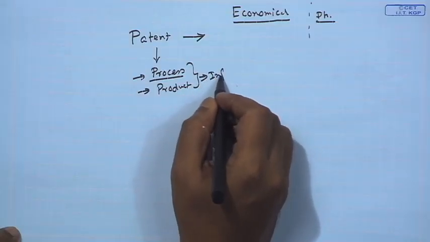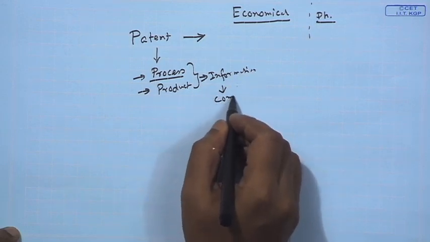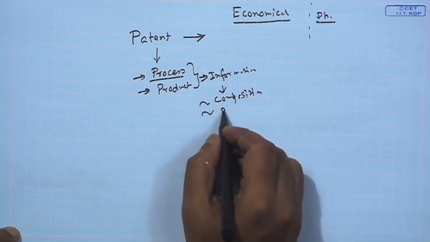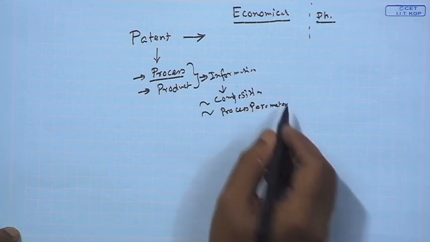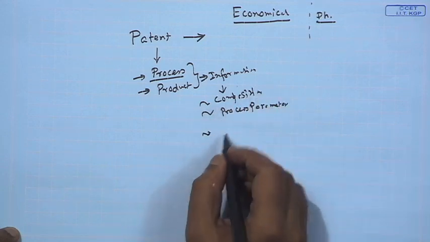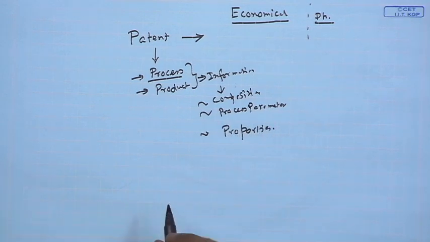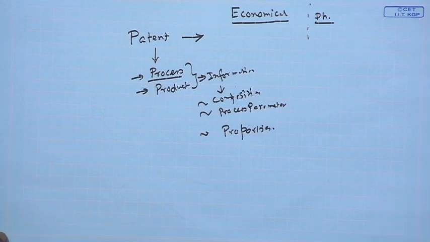Are you agree on that? Information about composition of the product, information about the process parameters like temperatures, all those things, composition, information about the properties of the product. Okay, so all those information he is generating. Who is generating? The inventor is generating. Okay, so that information has the characteristics of public good.